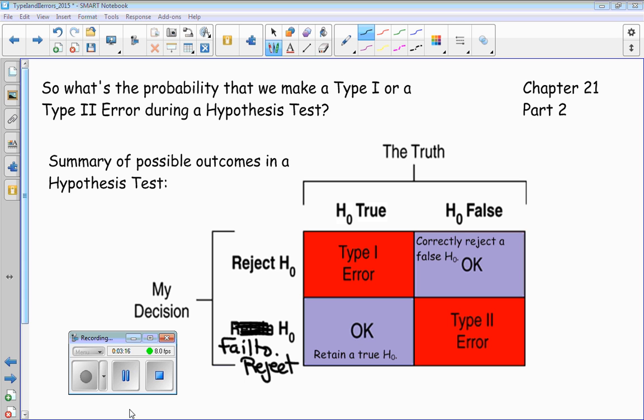The errors come into play in the other cases, where I reject something that was true or I don't reject something that was false. And those are where you get your type 1 and your type 2 errors. And we talked last class about the context of those.